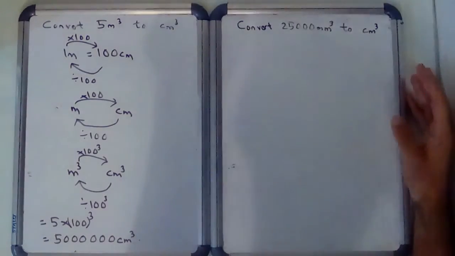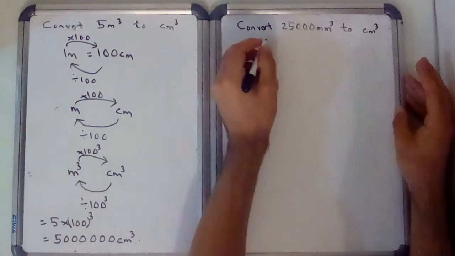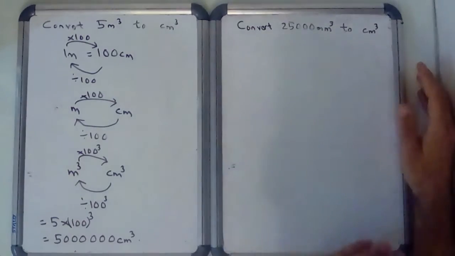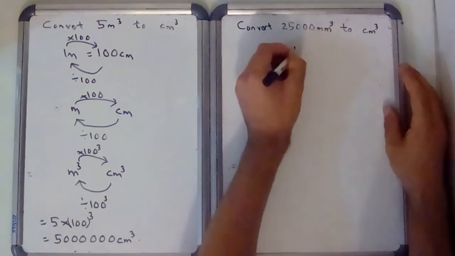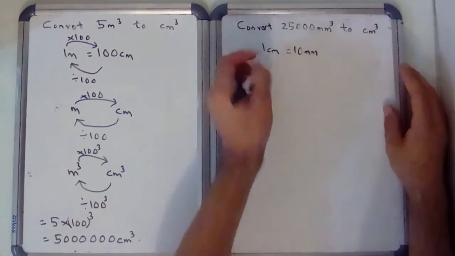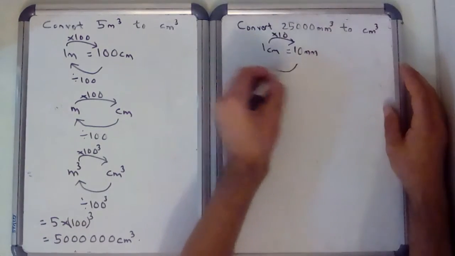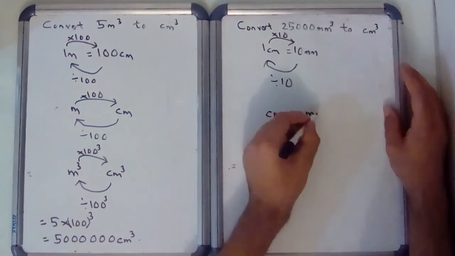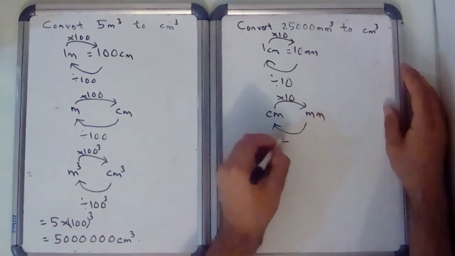Second one, convert 25,000 millimeters cubed to centimeters cubed, starting exactly the same way. What do you know about centimeters and millimeters? If you ever forget this, if you take a ruler into the exam, it often has millimeters and centimeters on, but 1 cm is 10 millimeters. So, same way, to turn 1 into 10, you times by 10, and 10 into 1, divide by 10, which tells me cm to mm, I times by 10, and the other way, divide by 10.